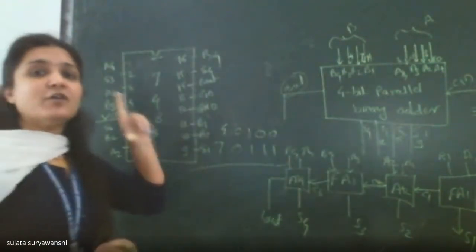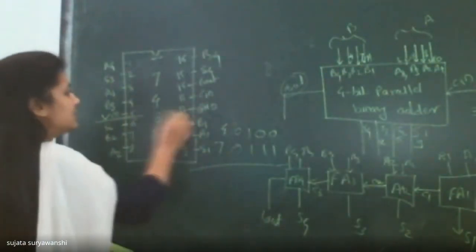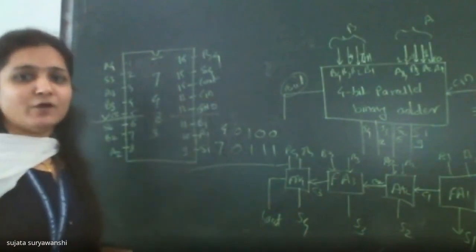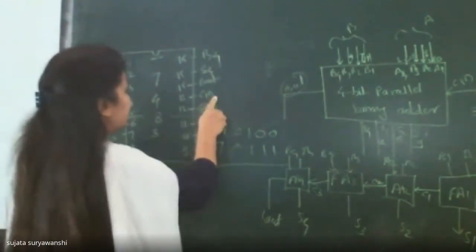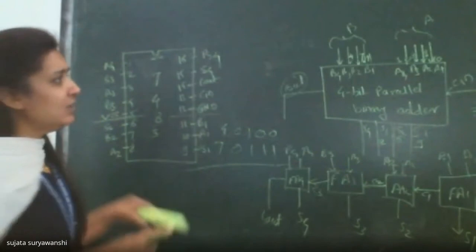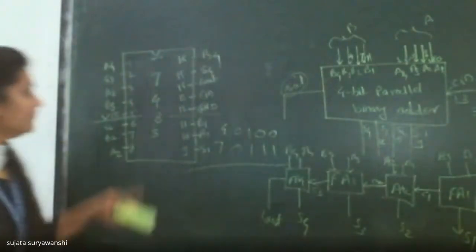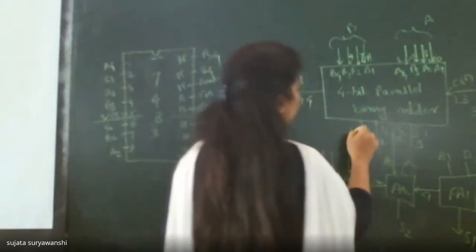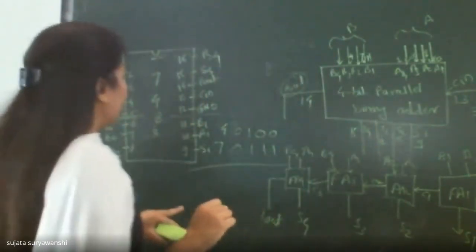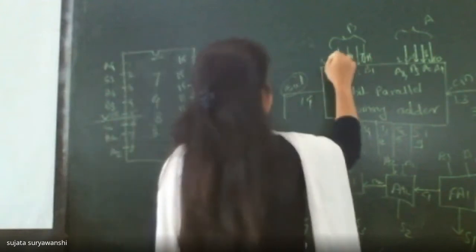12 is reserved for ground. So remember, the 5th pin is reserved for VCC and the 12th is reserved for ground. Then C in is the 13th pin, so you can write 13 here. Then C out is the 14th pin. S4 is the 15th pin and B4 is the 16th pin.